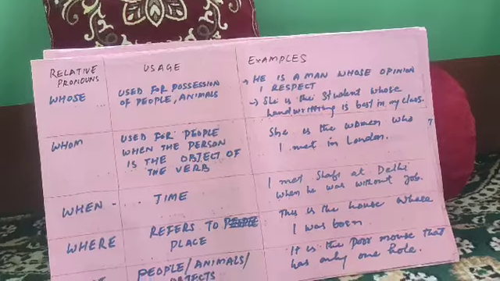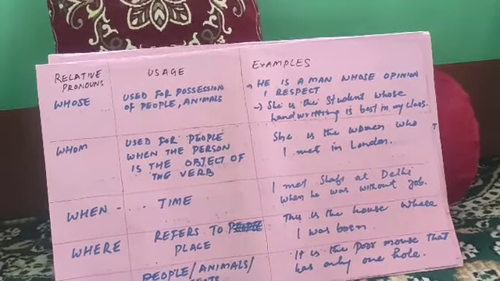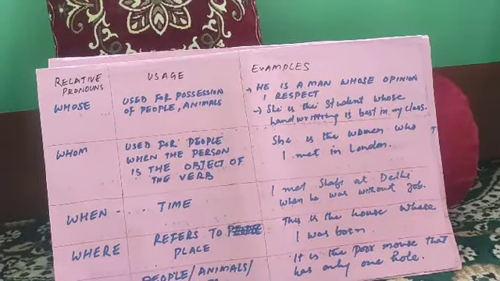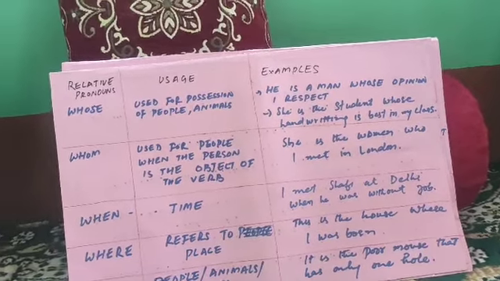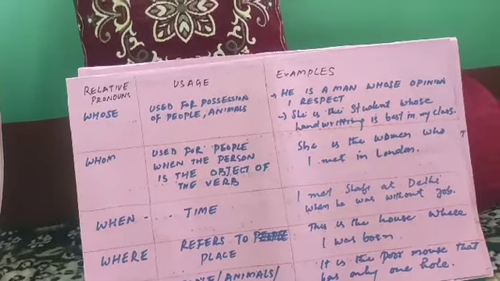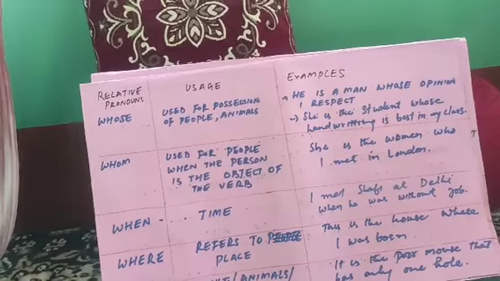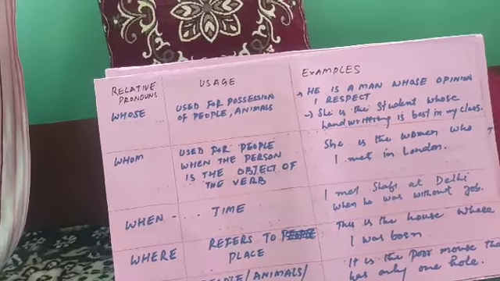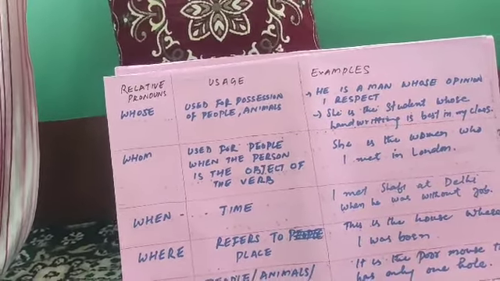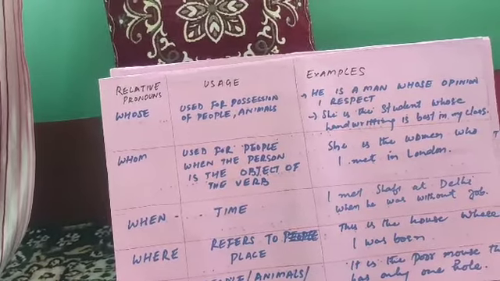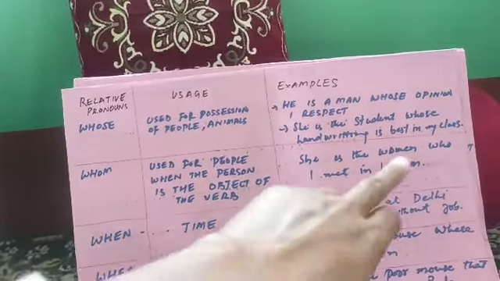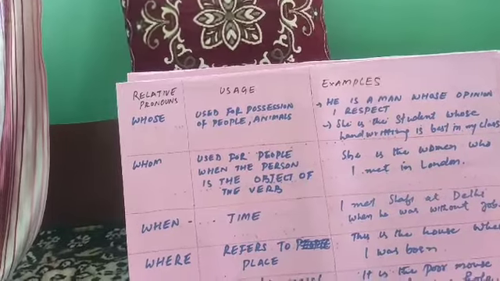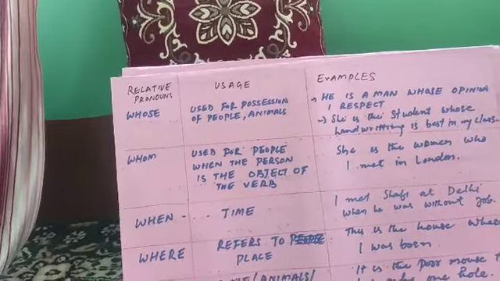Next one is whom. It is used for people when the person is the object of the verb. Remember this point, beta. She is the woman whom I met in London.